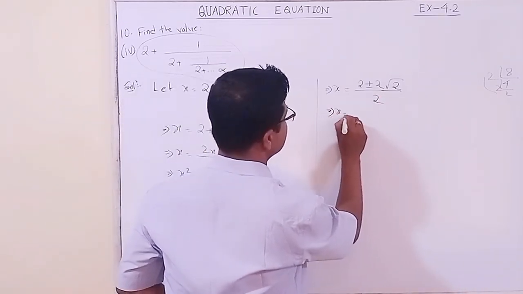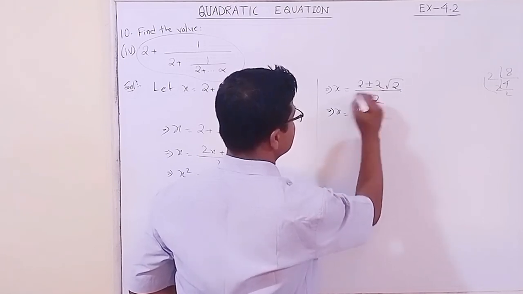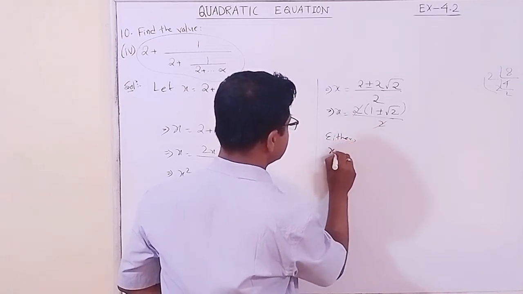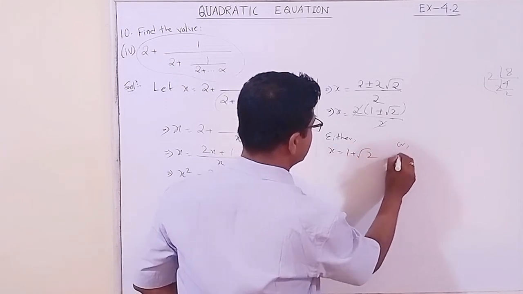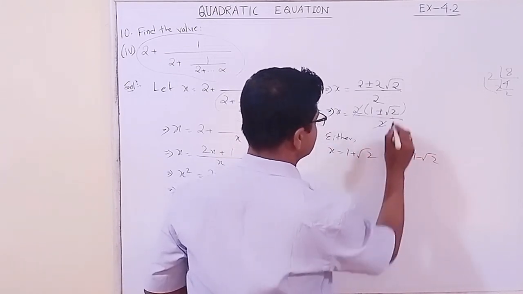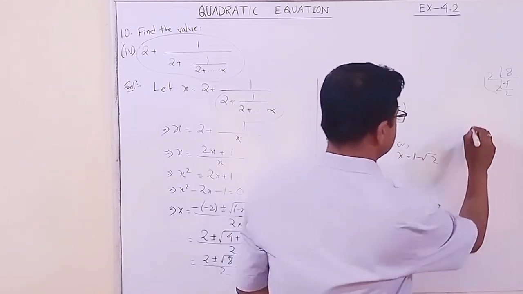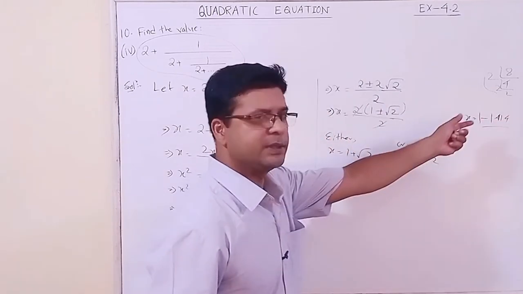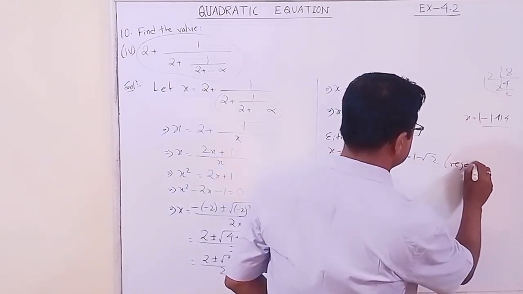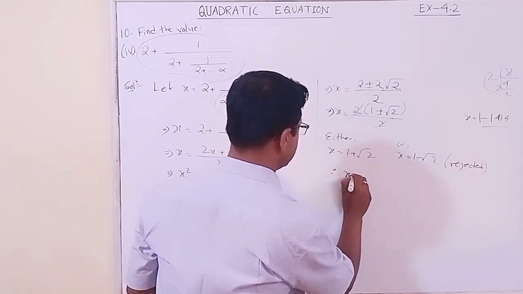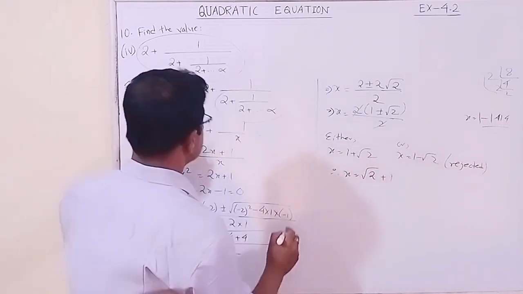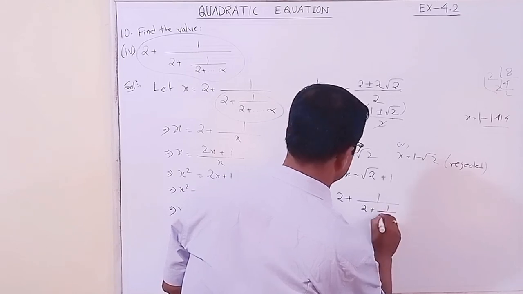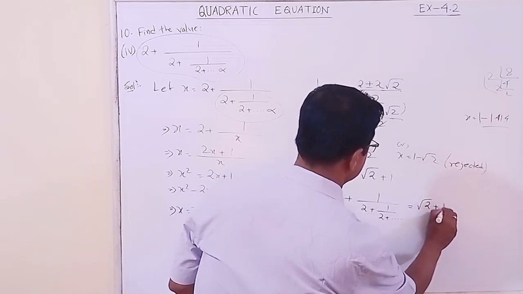Now from the numerator we can take 2 common. What will be left? 1 plus minus root 2. So either x equal to 1 plus root 2 or x equal to 1 minus root 2. Root 2 is 1.414, so 1 minus root 2 is negative, so we are going to reject this value. Therefore x equal to root 2 plus 1. So the value of 2 plus 1 by 2 plus 1 by 2 plus dot dot dot is root 2 plus 1. Got it?